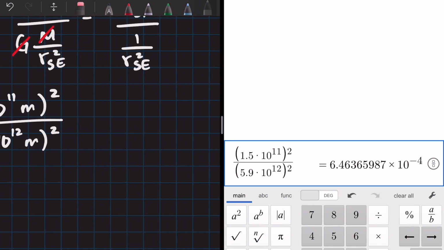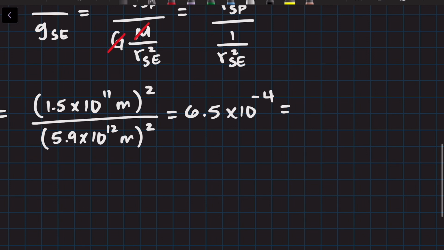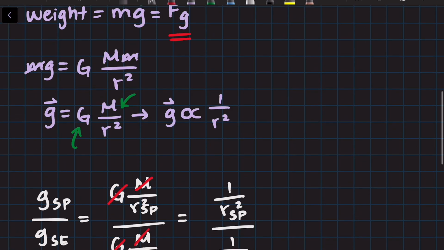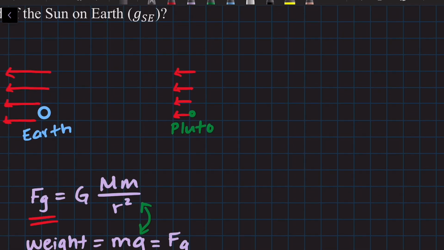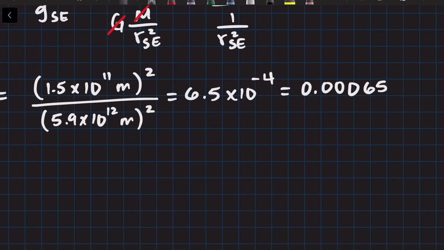So the answer is, let's round to 6.5 times 10 to the negative 4. So that's a small number, very small number. If we write it out, we'll get 0.00065. Like we said, a small number. The gravitational field felt by Pluto because of the sun would be a lot less than the Earth. This much less. That's it.